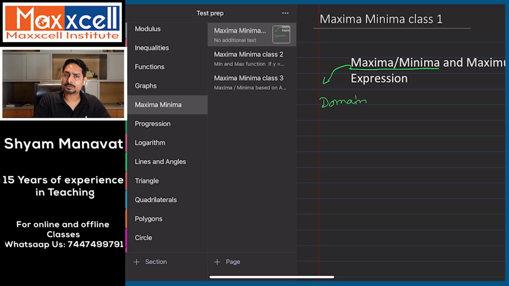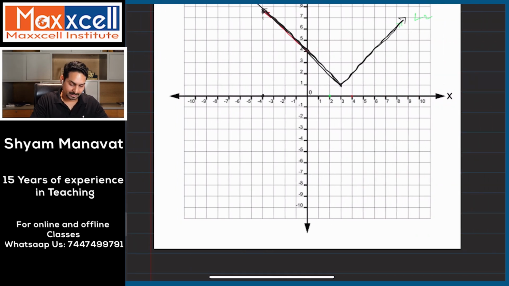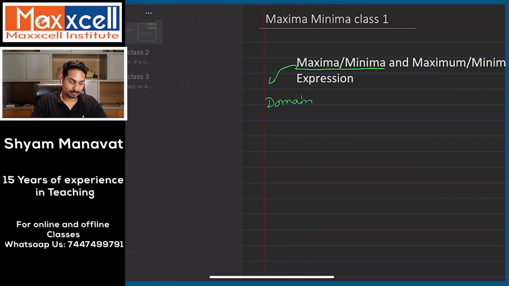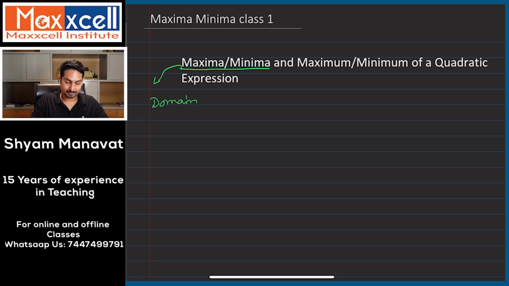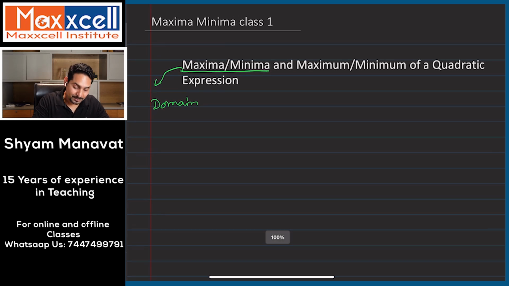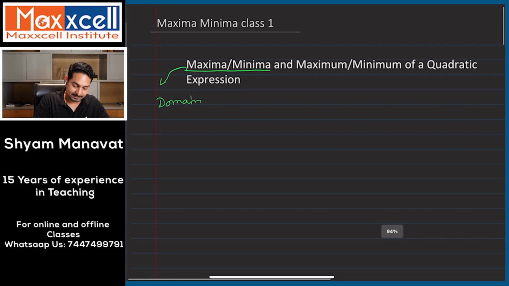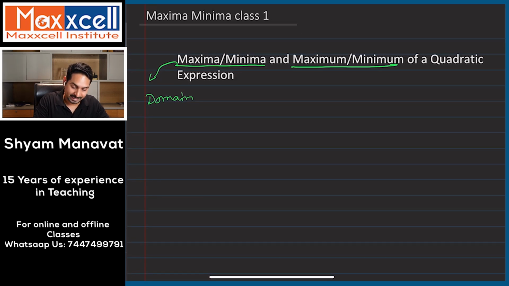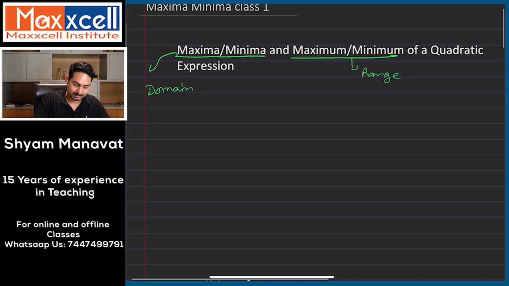And you should also go through graphs. If you have not done graphs, you should go through graphs also. That will also help you to understand maxima minima better. Maxima minima, as I said, is part of domain, and maximum or minimum is part of range. Let's understand better.